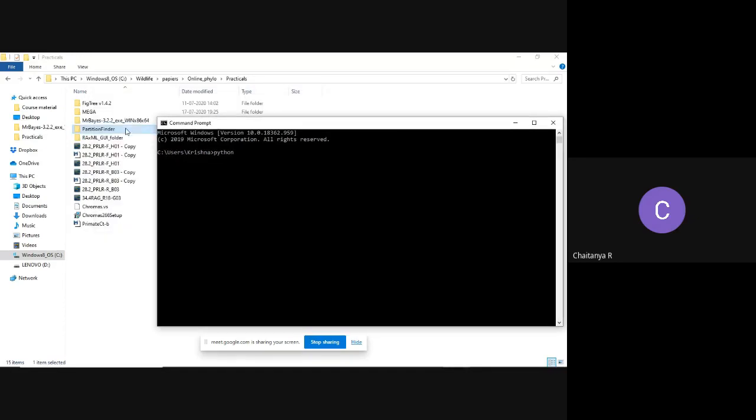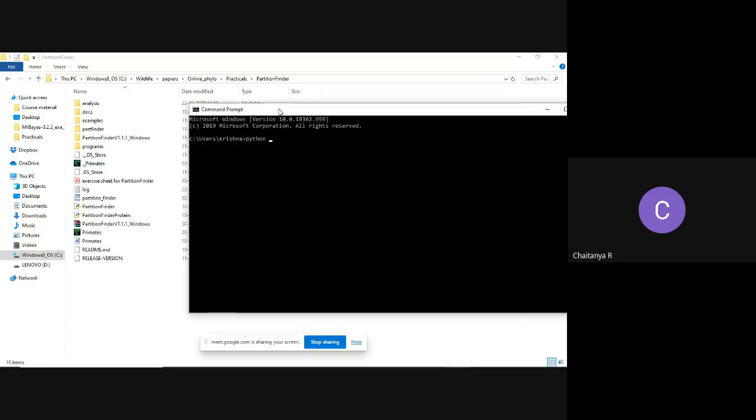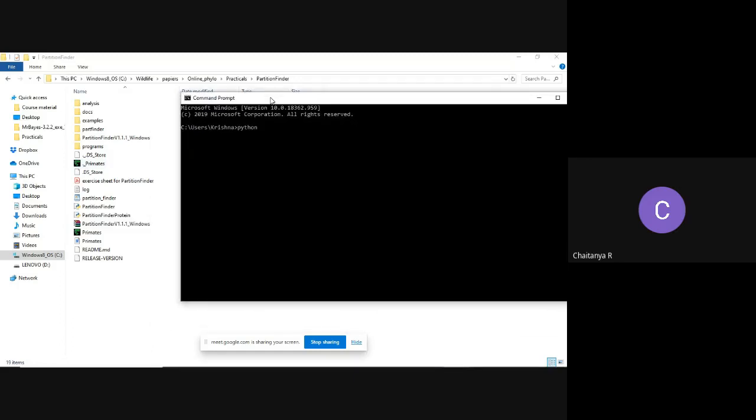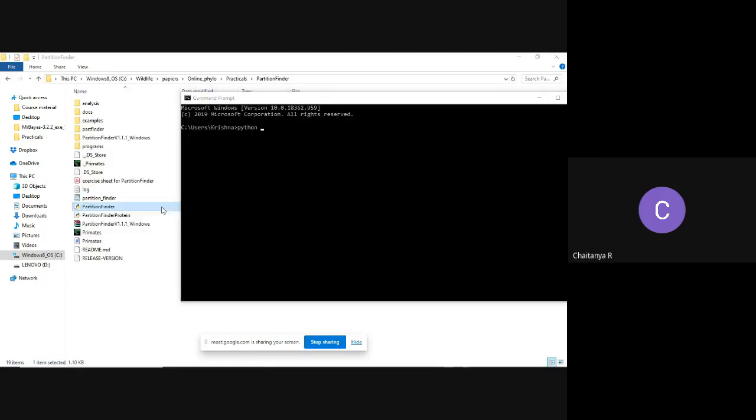So Python followed by a space, and then I have to input the PartitionFinder program to Python. So what I do is, if you can see my screen, I just drag the PartitionFinder application to my command prompt screen and paste it there. There you go, right? And then followed by another space.